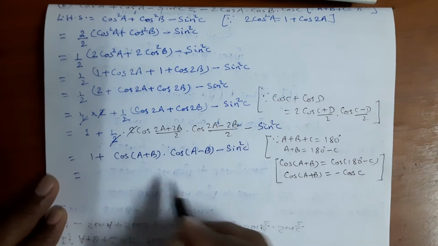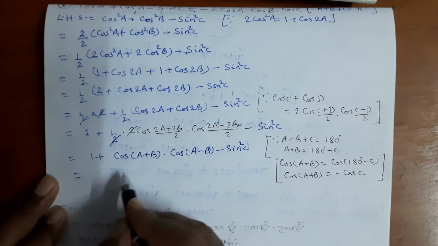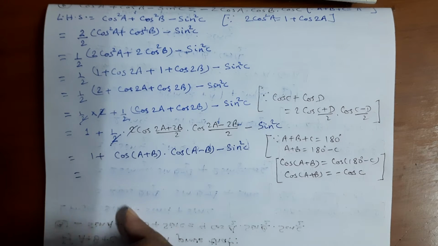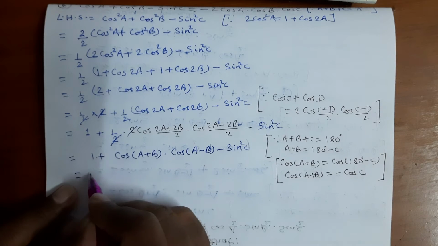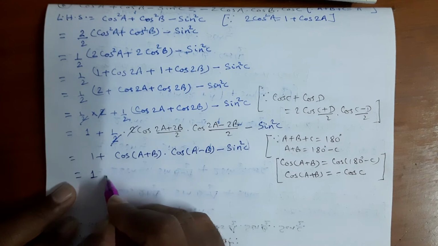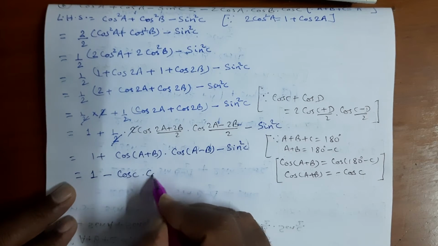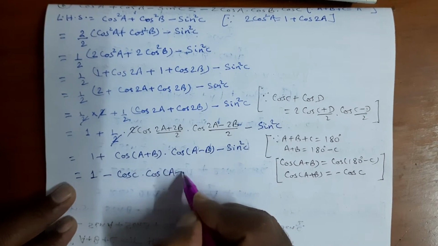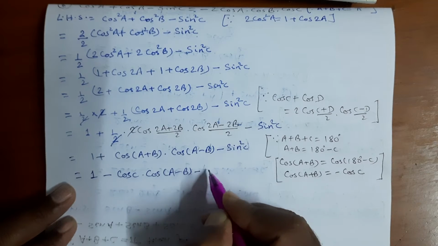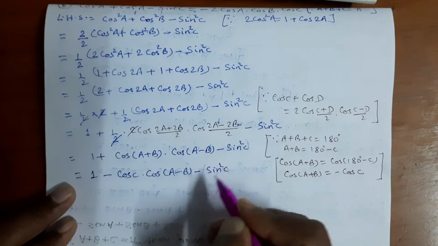Okay, we can use this relation here. So here we have 1, and cos a plus b is minus cos c, times cos a minus b, minus sine square c.